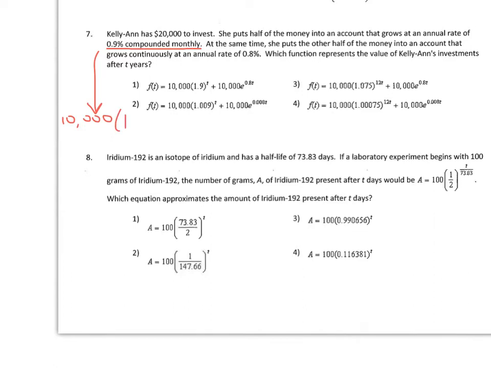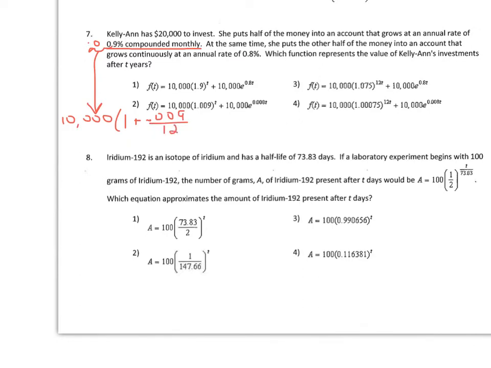So let's use our compound interest formula. So 1 plus the rate. So if you take this decimal and move it back twice, that would be 0.009. So 0.009 divided by monthly would be 12.